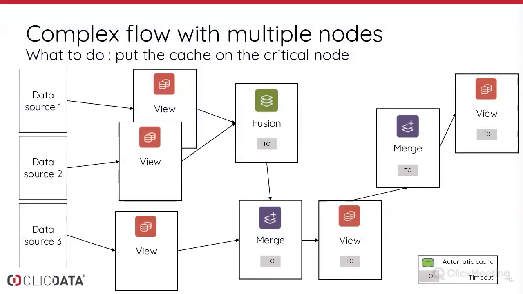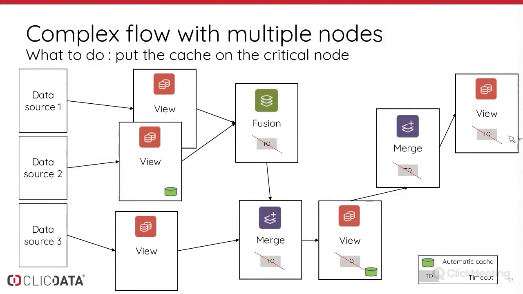Okay, let's have a look at another example. This one is a bit more complex. We have multiple nodes. So we have 3 sources. 2 of them are going into views, which are then fused together. And then this is put into a merge with another view. And then we have merge and view, and etc. So here we can see that these data sets with the TO flag here, they were timing out. So the question was, okay, where do we put the cache here? There was no cache at all on any of these data sets.